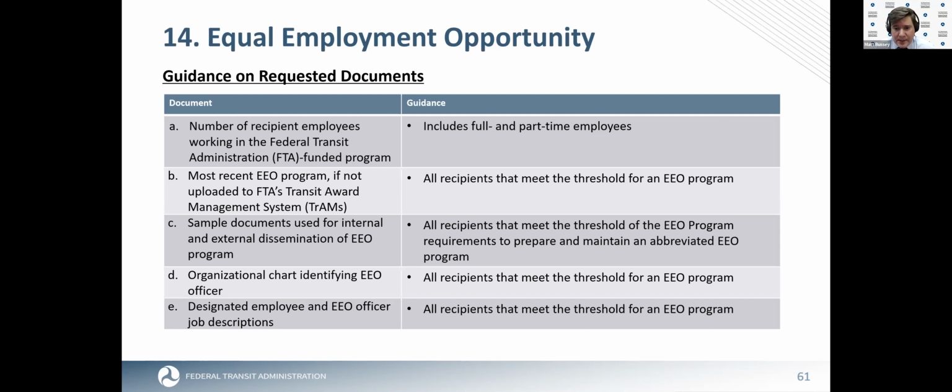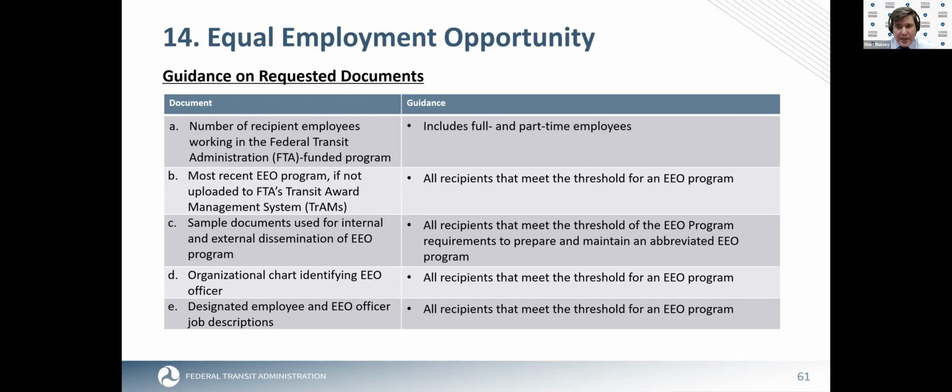Item C, sample documents used for internal and external dissemination of EEO program. So we're talking things like employee handbooks, onboarding materials, maybe posters that you have in the break room alerting employees. Those are all examples of internal dissemination.